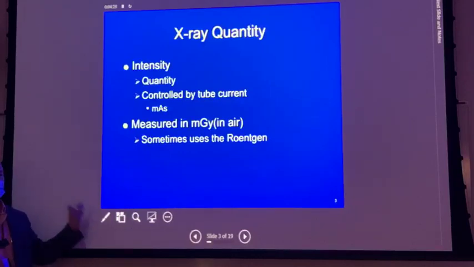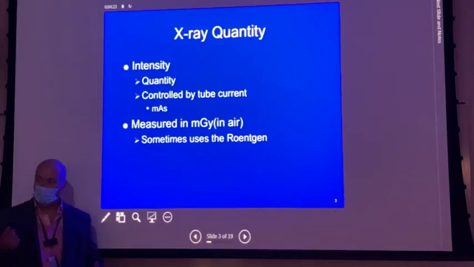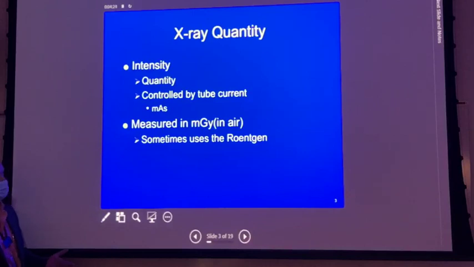Everything changes, whereas with mass, only one thing changes, and that is numbers. So that's what we use to control the quantity of the X-ray beam because it's so predictable. So it's measured in gray, in air. Sometimes we use Rankine.